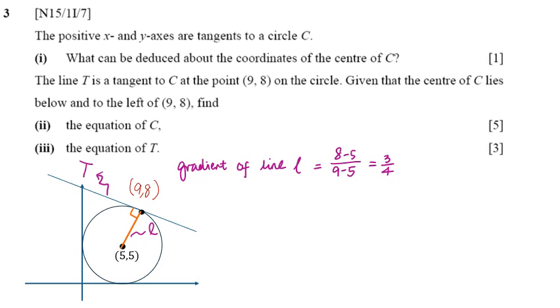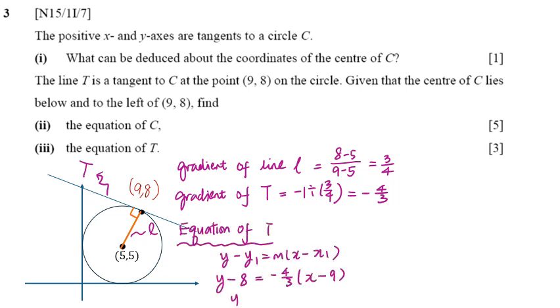Okay, which is y2 minus y1 over x2 minus x1, gives you 3/4. And because the tangent line is perpendicular to your radius, which is line L, the gradient of your tangent line T will be -1 divided by 3/4, that gives you -4/3. And you substitute that into y minus y1 equals m bracket x minus x1, and you get the equation of the tangent line to be y equals -4/3 x plus 20.